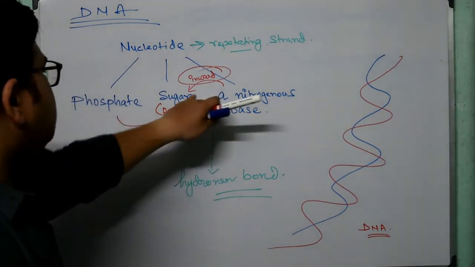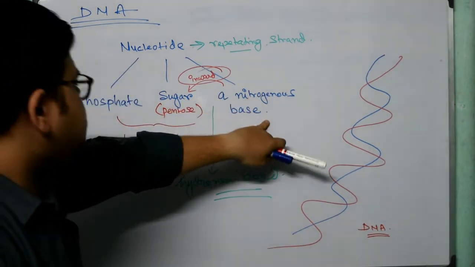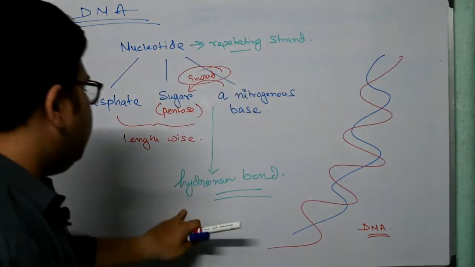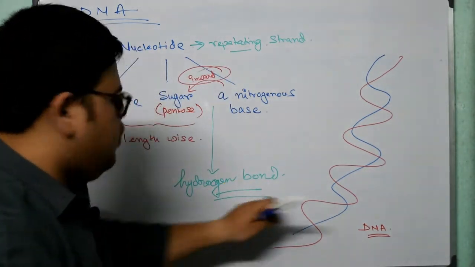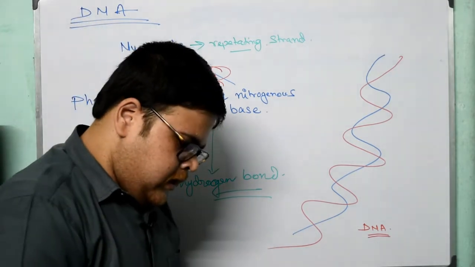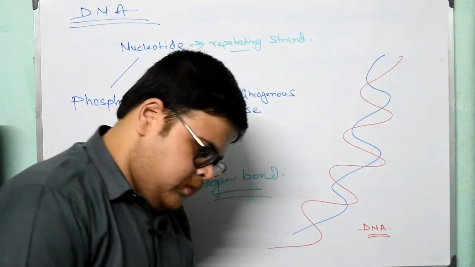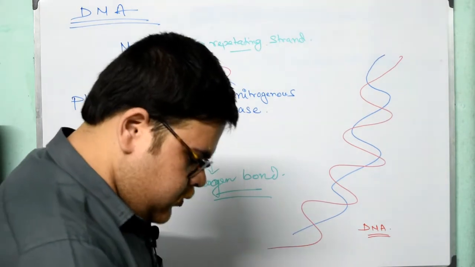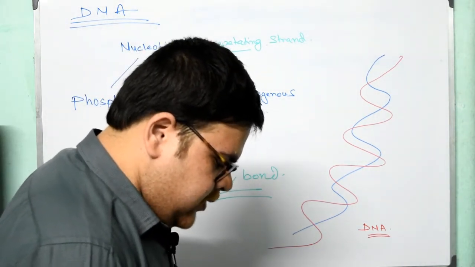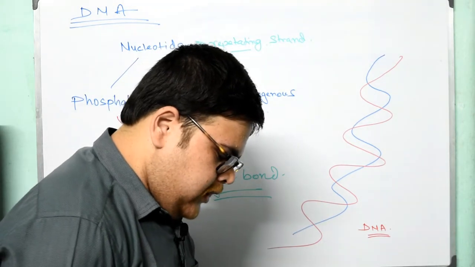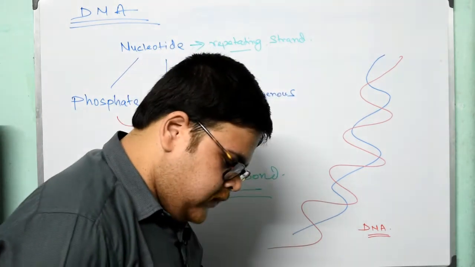This sugar and nitrogenous base are joined. The nitrogenous base is joined with the sugar inward with the help of a hydrogen bond. Okay, now moving forward, we will find that the two strands together make a ladder-like arrangement with the nitrogenous bases forming the rungs of the ladder.